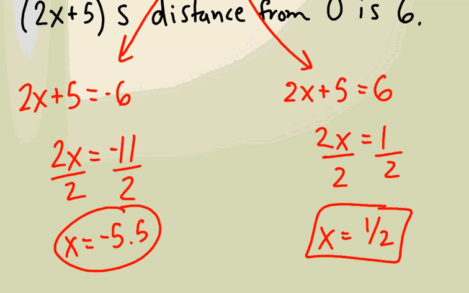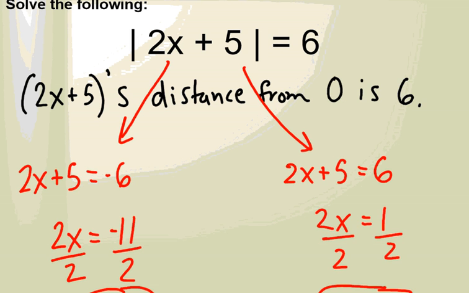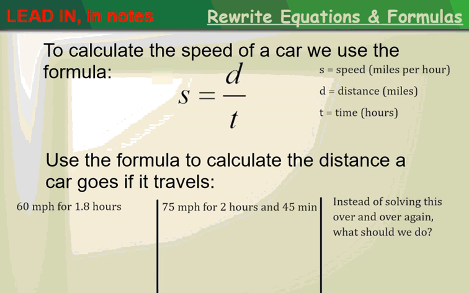Most of them are always going to have two answers. Sometimes they can have 0 if your absolute value is equal to a negative, because you can't have the absolute value equaling a negative. That was yesterday's. We're going to start then with today's lesson.